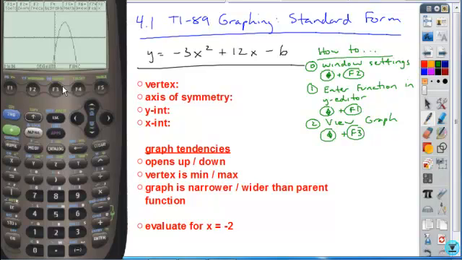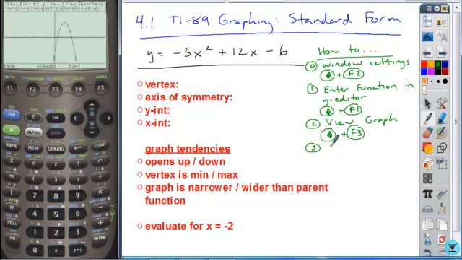Yeah. All right. So once you get to this step, you can now answer the questions based on the graph tendencies. Okay, so looking at this graph, can you tell whether this opens up or down? Here it opens down, right? The parabola is a U shape upside down, so it's opening down. Can you tell here whether this vertex is a maximum point or a minimum point? Is it the highest possible point or the lowest possible point of the graph? It's the highest possible point, right? So it's a maximum.